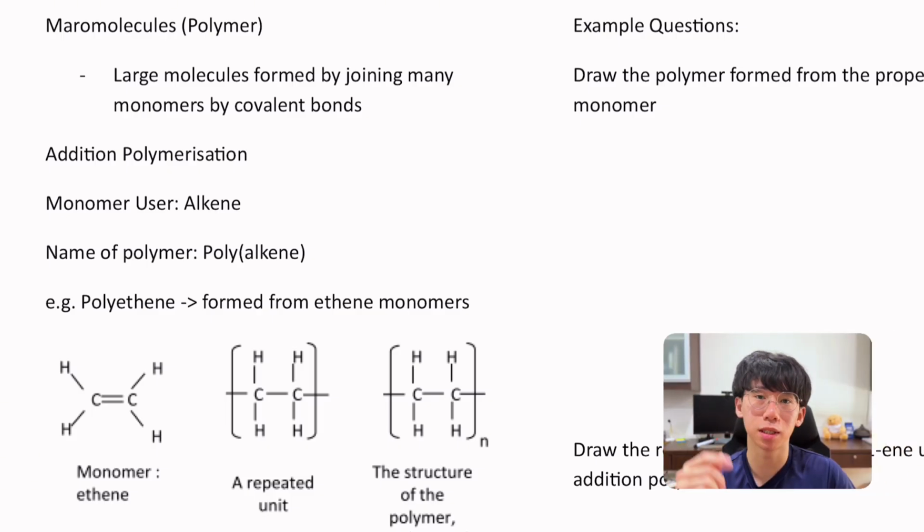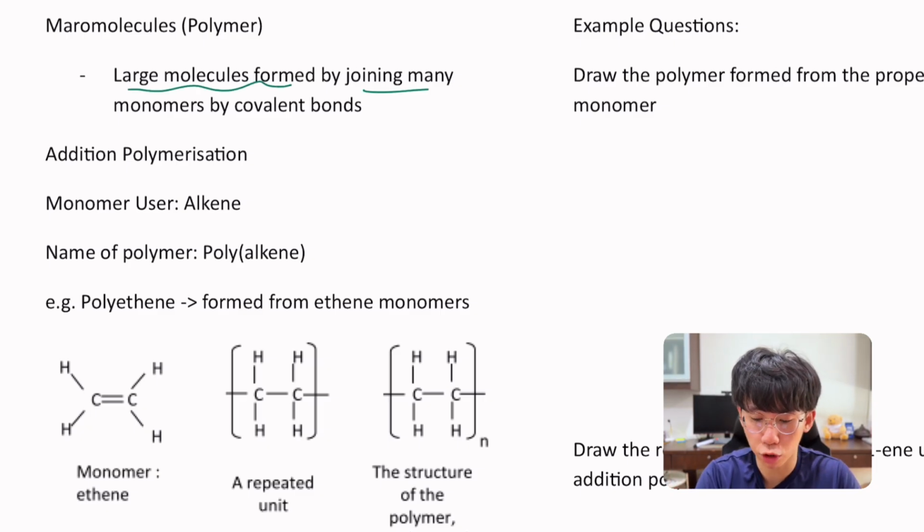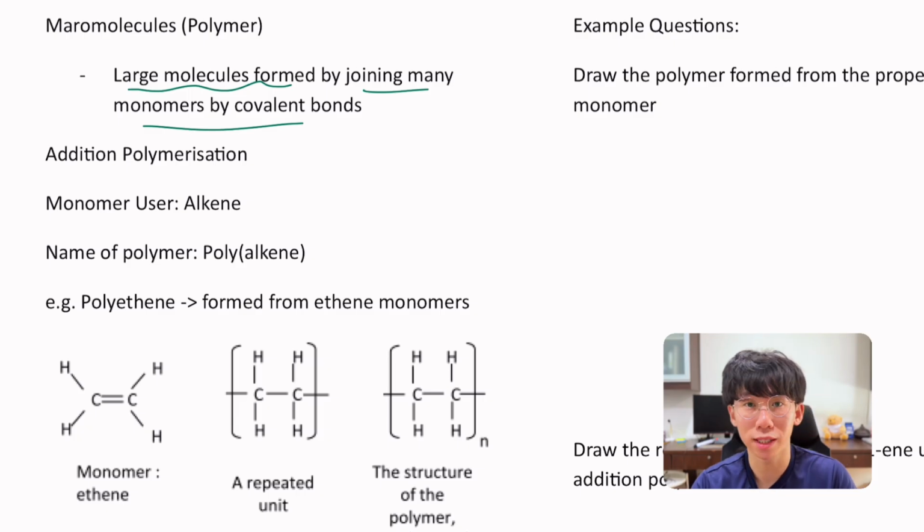Macromolecules is the last chapter in your secondary 4 syllabus, and it is also the most widely tested organic chapter due to its mass applications industrially. Macromolecules or polymers are large molecules formed by joining many monomers by covalent bonds. An example of this is addition polymers from your addition polymerization reaction. We roughly ran through this in your alkenes chapter, so let's run through this again.